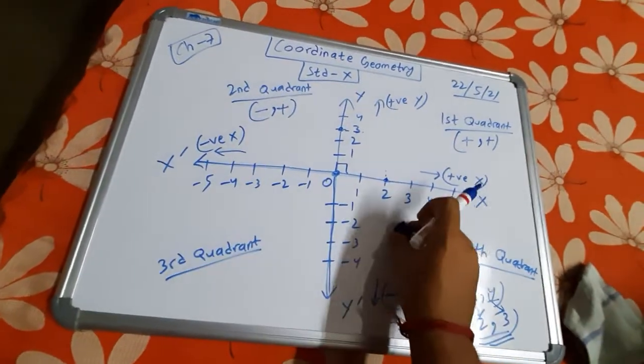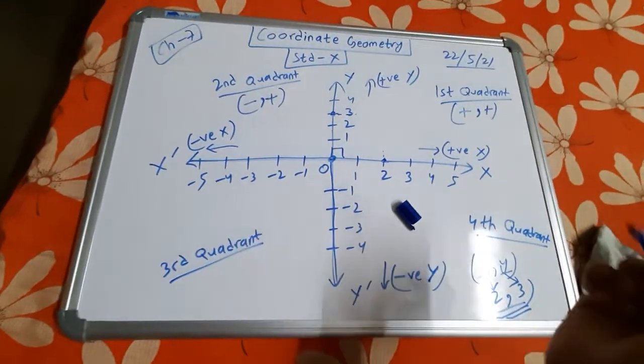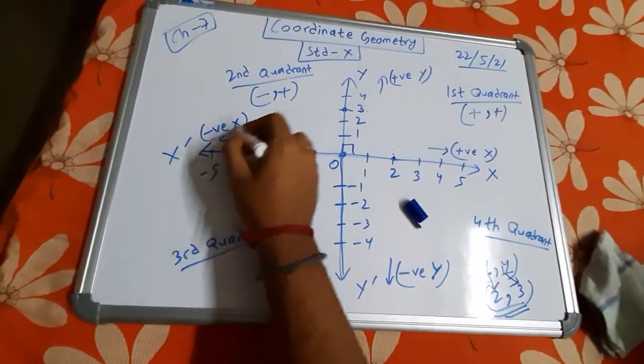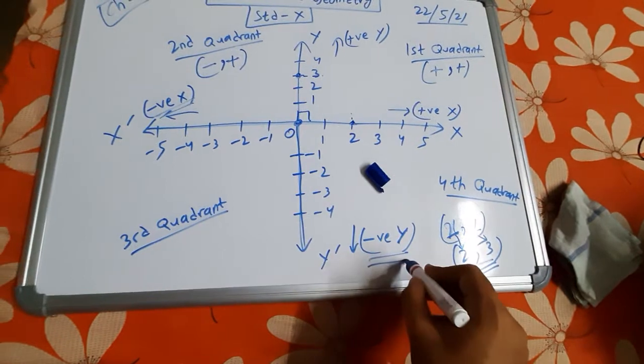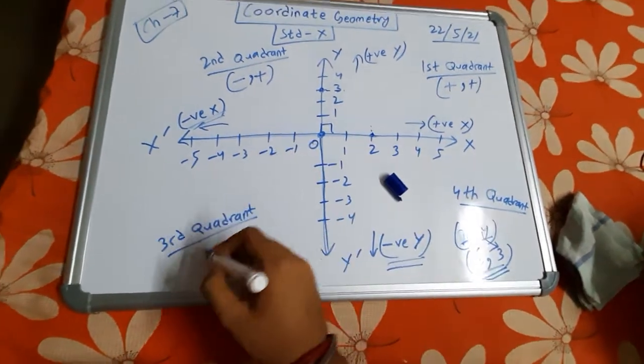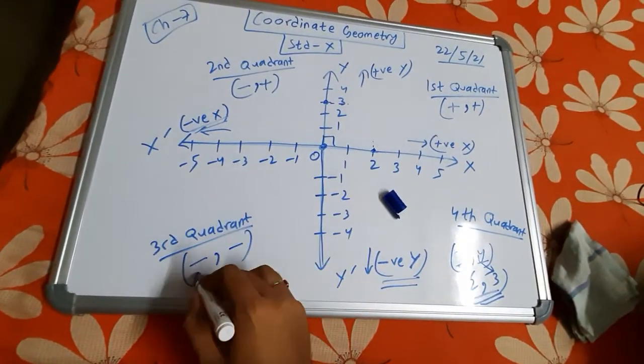Now let's see the third quadrant. In the third quadrant, x is negative, and y is also negative. So both are negative, negative comma negative. That is, x negative, y negative.